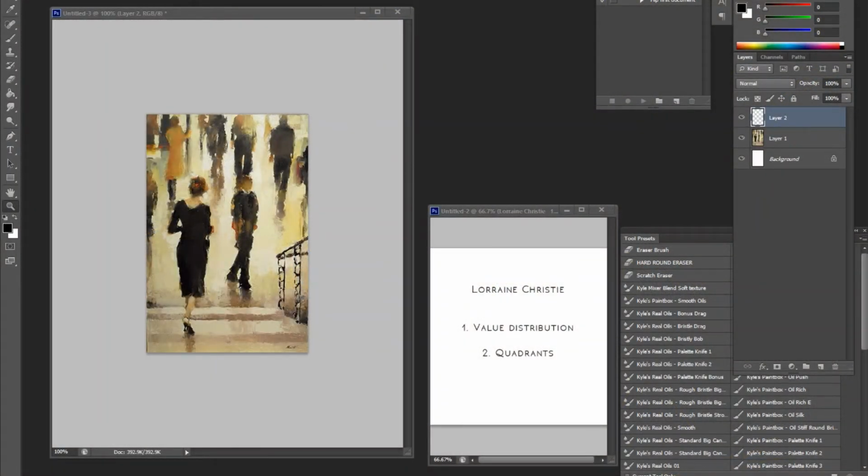Now, her work is very minimalist, very abstract, but it seems to always work, and there's a little bit of Pascal Campion. Now, of course, it's a different field. Pascal is an illustration and Lorraine is a fine artist. But very, very similar styles and the same fundamentals, as I would always say. So, number one, of course, I will talk about value distribution, and I'm going to talk about quadrants again while doing so.